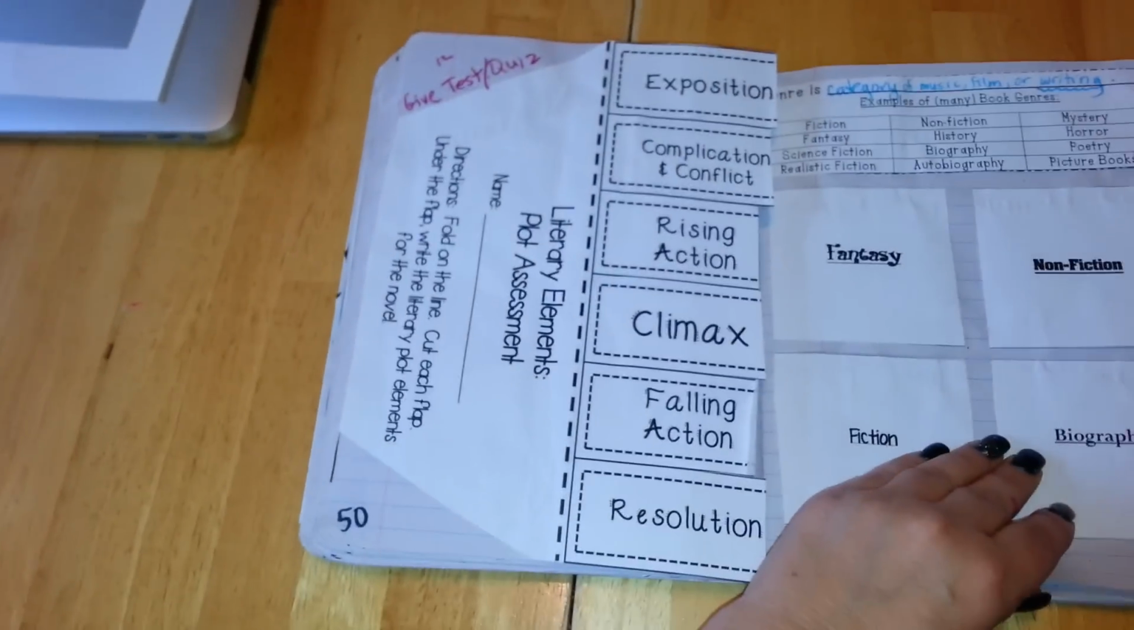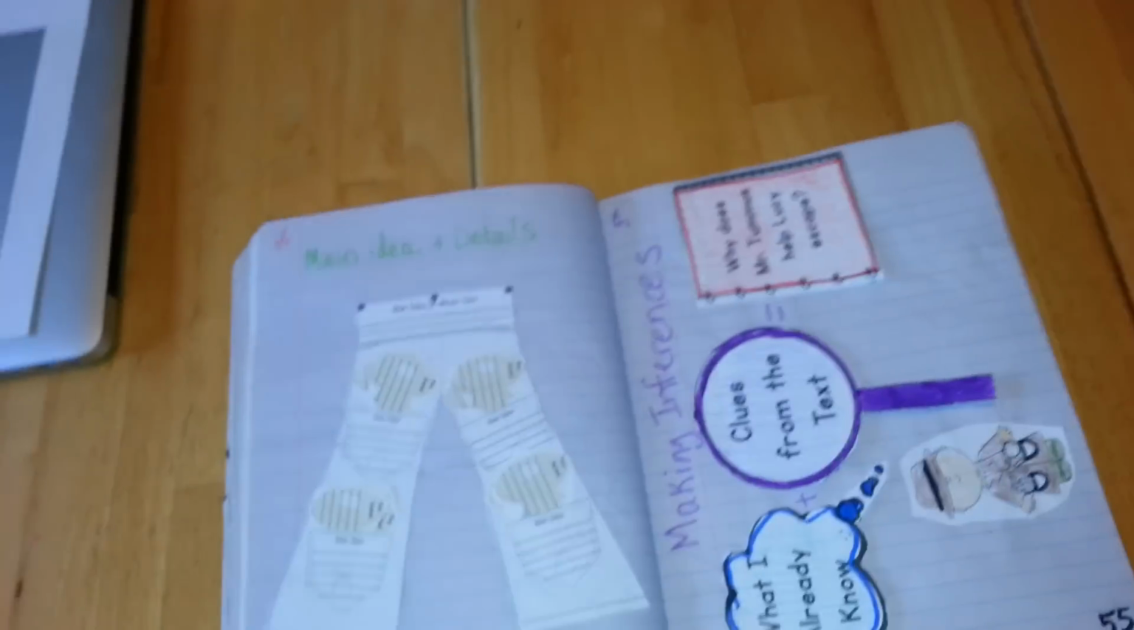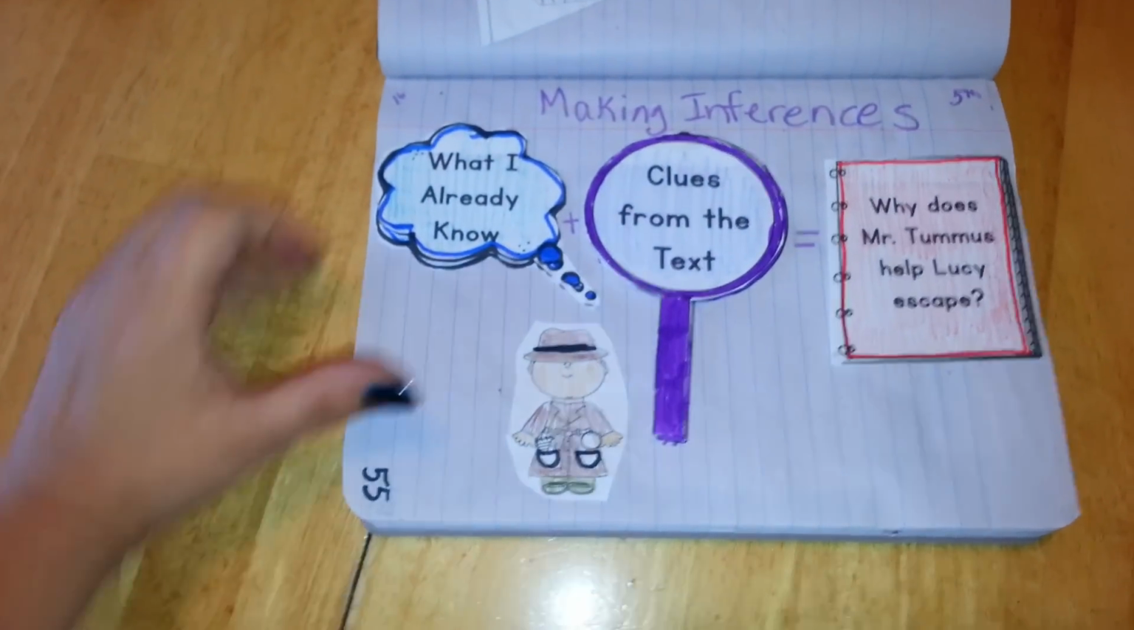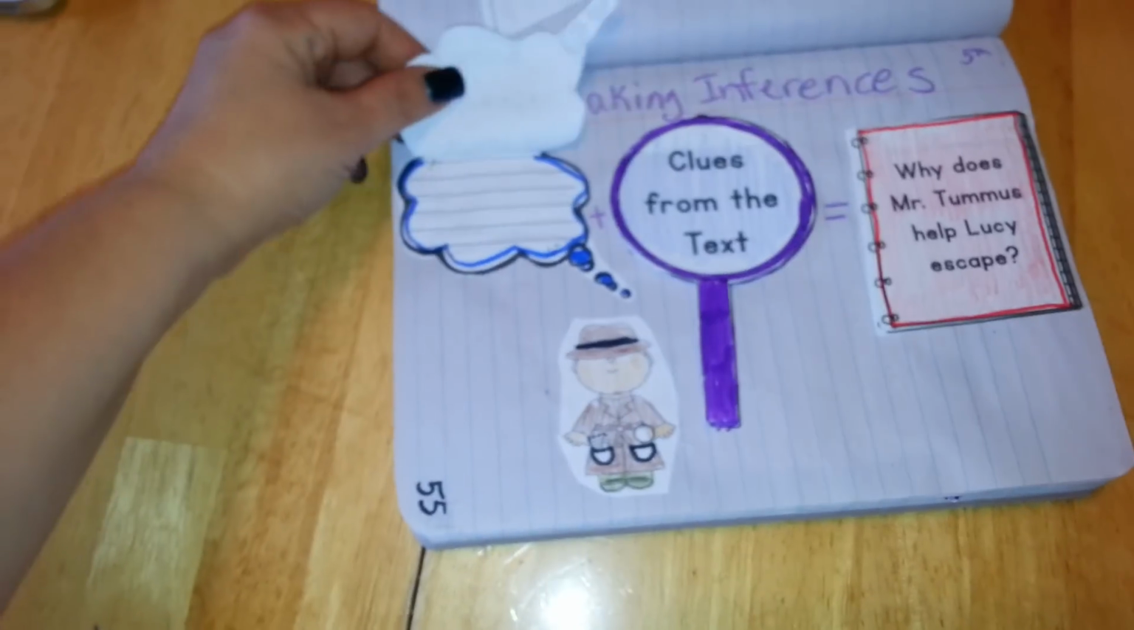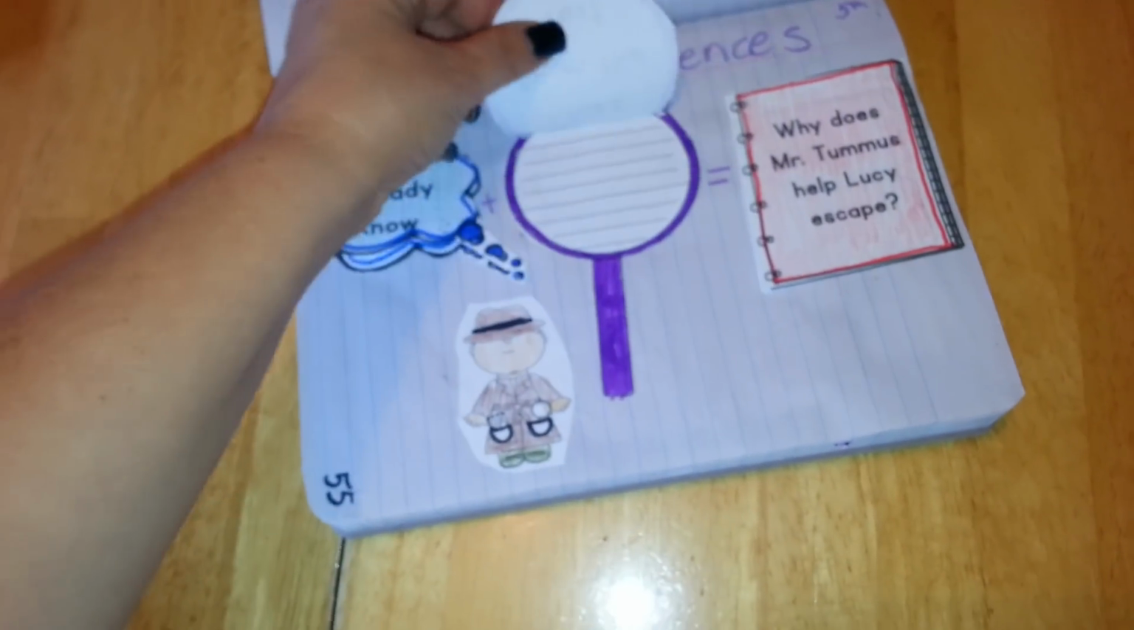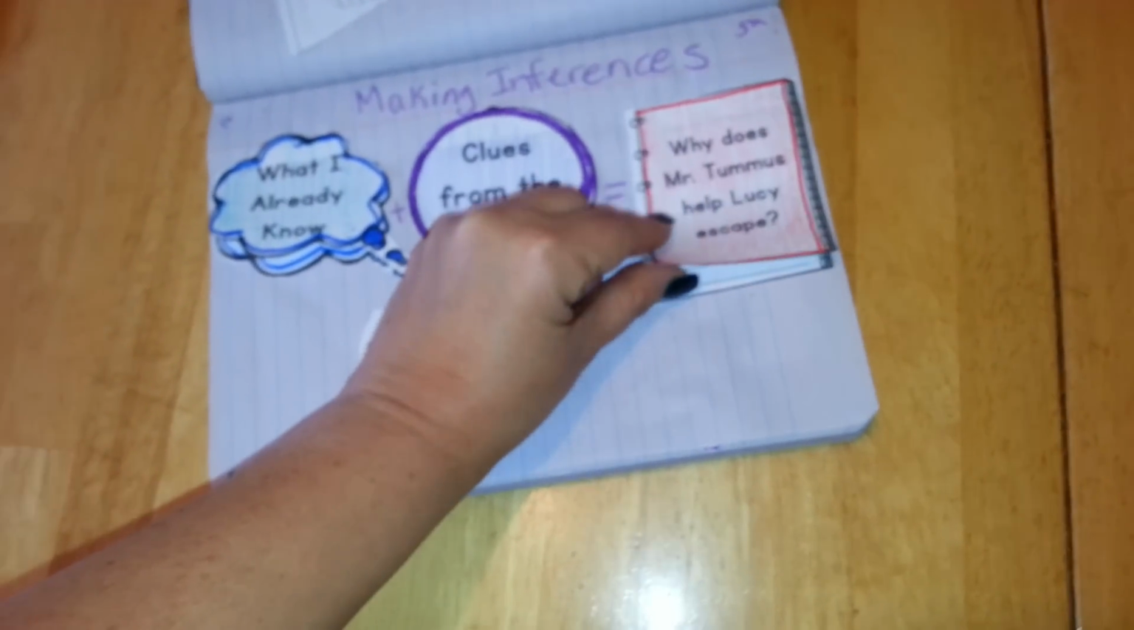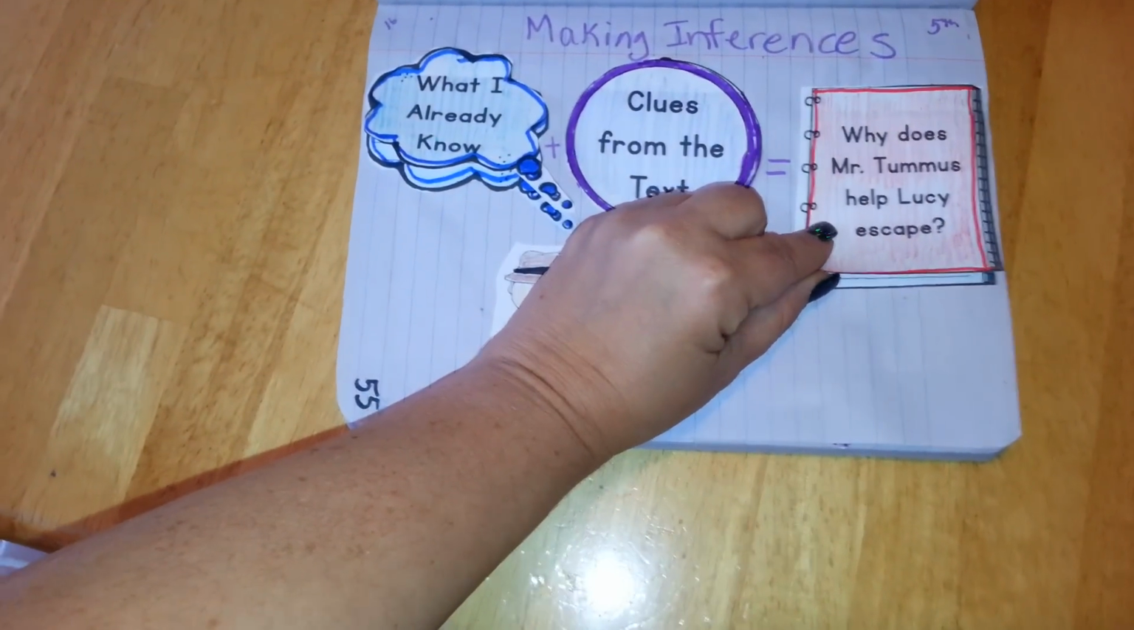Then we can jump to page 55. Here, for example, students need a lot of work with making inferences. What I already know. Clue from the text, they could write it underneath. And here's one to use with a particular read aloud story.